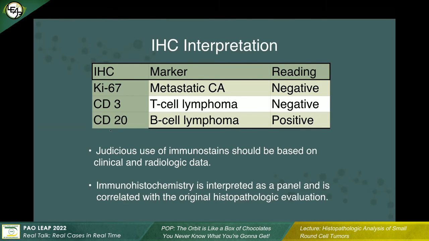So immunohistochemistry is usually interpreted as a panel and not just one slide only. No? You should request more than one. And then it is very important to review them together with the original slide to identify the tumor cells under investigation. Okay. So I'd just like to mention that immunostaining is very expensive if you request so many stains immediately. So there should be judicious use of immunostains based on clinical and radiologic data or information that was given to you. So we always talk with the surgeons regarding this one.